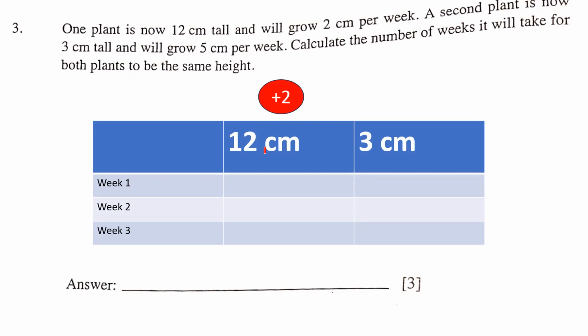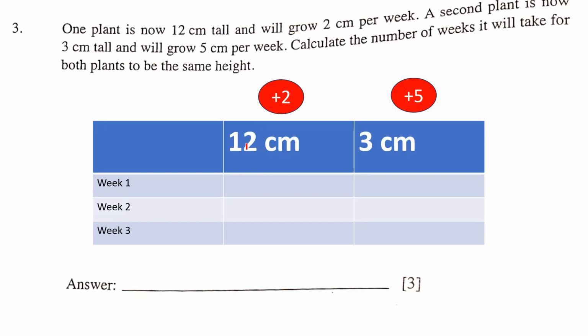And so after the first week, well, by the way, this is for the second plant. Let's consider that as well. The second plant is 3 centimeters, but every week it grows 5 centimeters. Okay, so let's consider this first plant. Let's consider how it will grow.